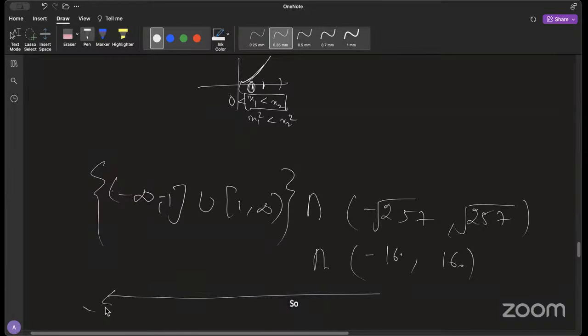So this is minus infinity, this is plus infinity, this is minus infinity to minus 1. Let's say this is minus 1. So this is your set. And this is 1. This is the same set.